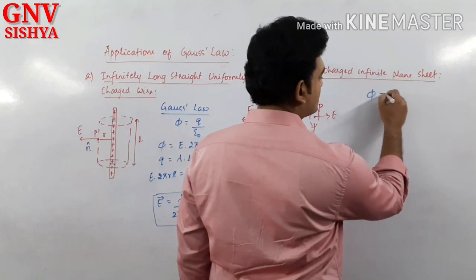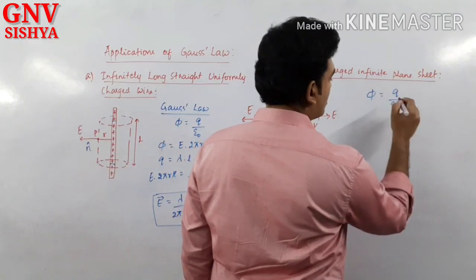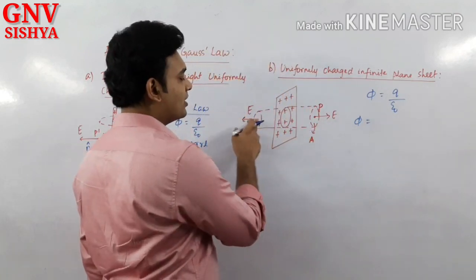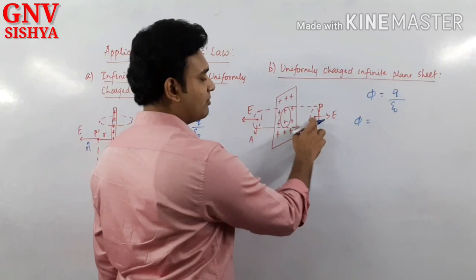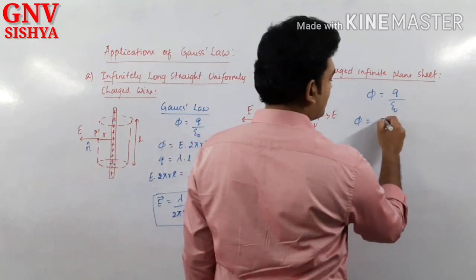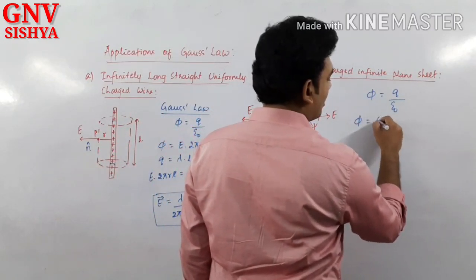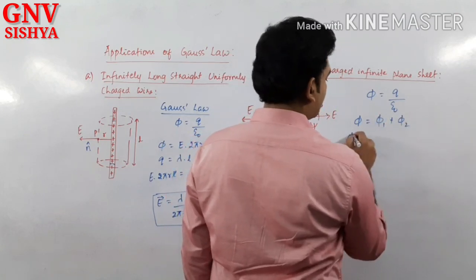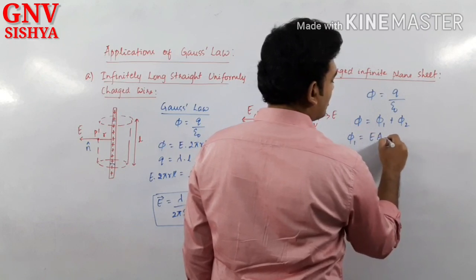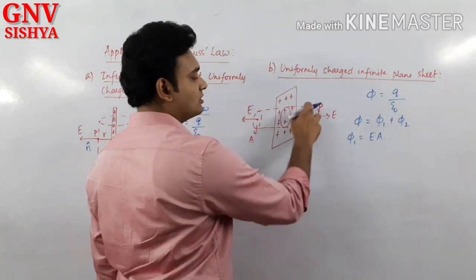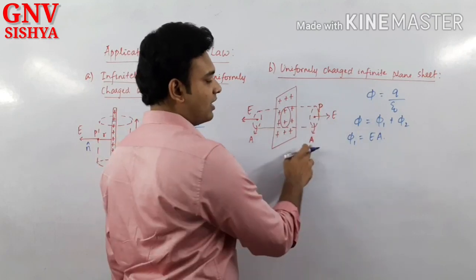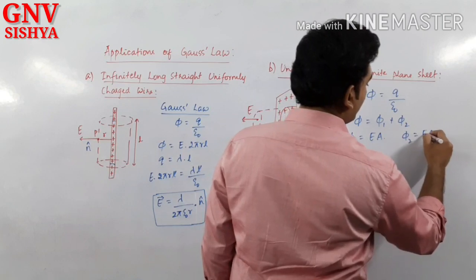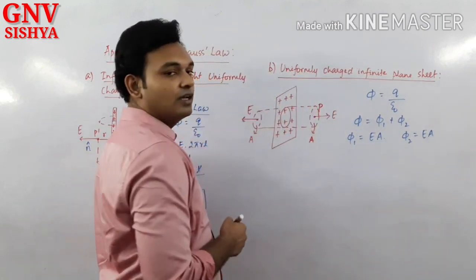We know that Gauss's law is phi equal to Q by epsilon naught. How do we calculate the flux over here? The flux will be coming out on both sides, from here and from here. So the total flux will be flux 1, the flux from the right hand side, plus flux from the left hand side. Phi 1 will be E into area. The area of this surface is A, so we have taken E into A. Phi 2 also will be E into A, because on both sides the flux lines are coming out, both will be positive.